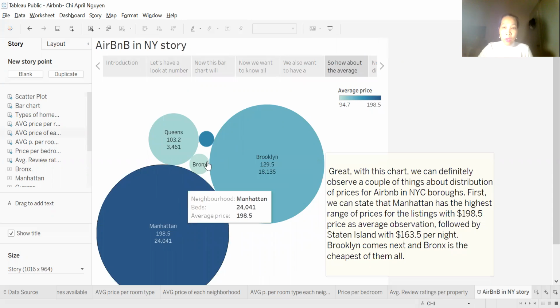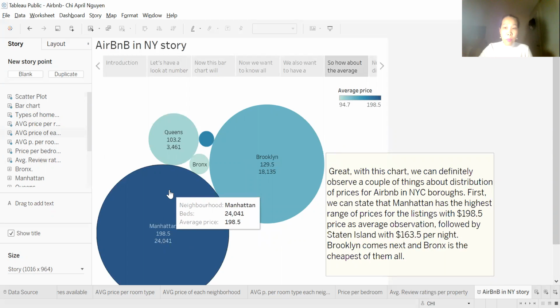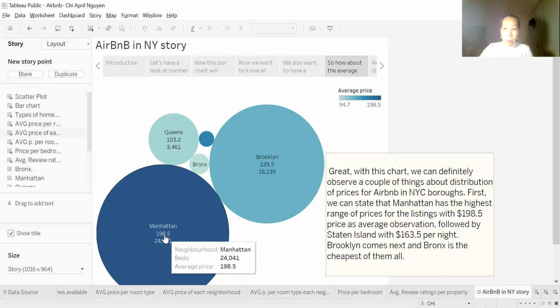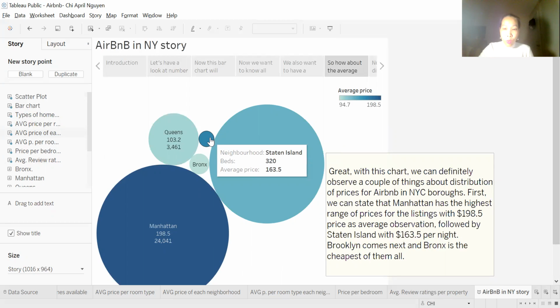In this chart, we can definitely observe a couple of things about the distribution of prices for Airbnb in New York City neighborhoods. First, we can state that Manhattan has the highest prices for the listing, with 198.5 as the average observation, followed by Staten Island with 163.5 per night. Brooklyn comes next, and Bronx, as always, is the cheapest among all.